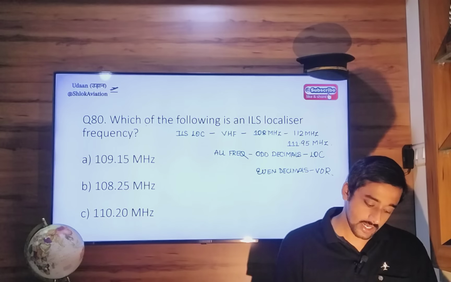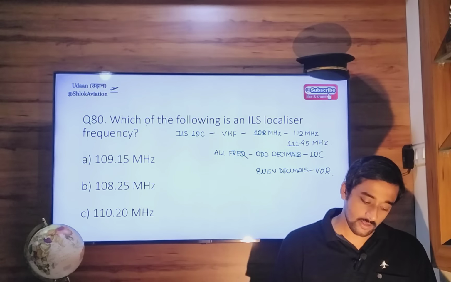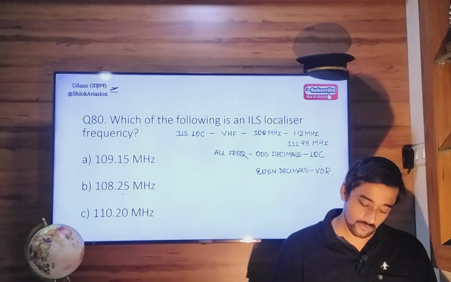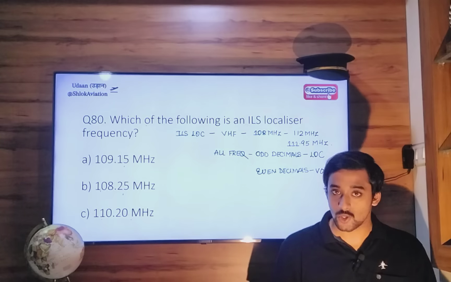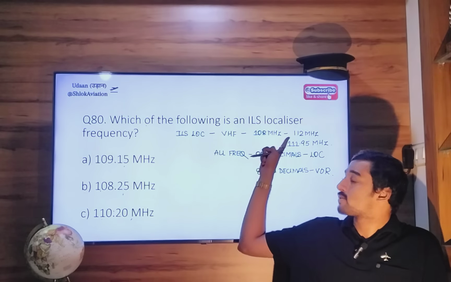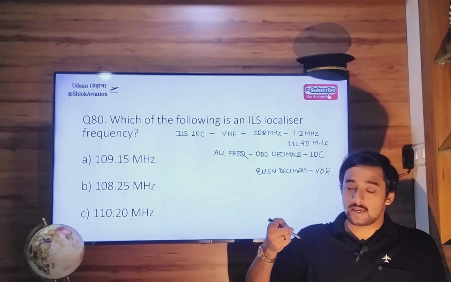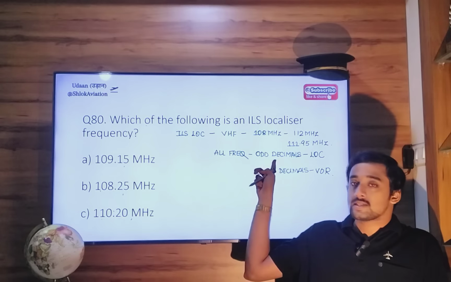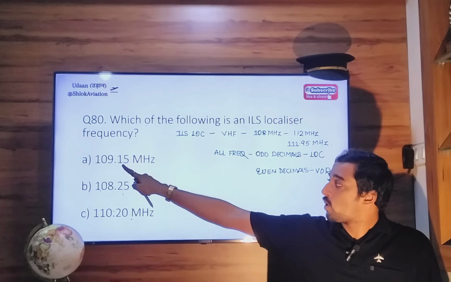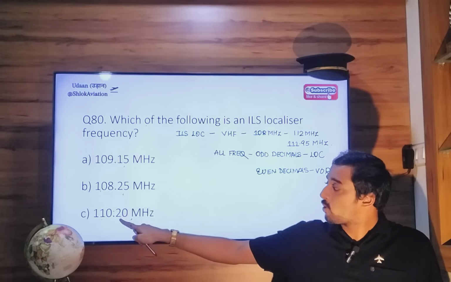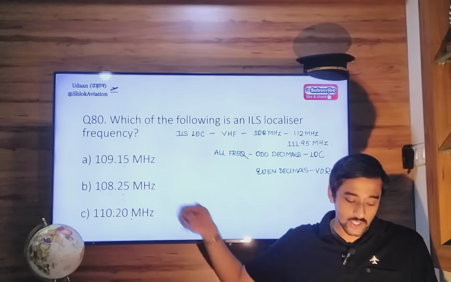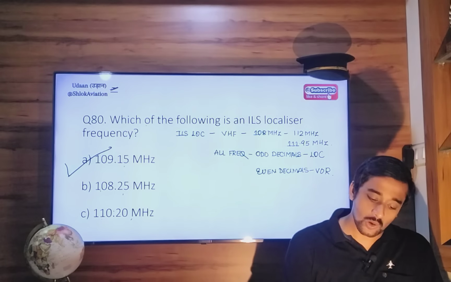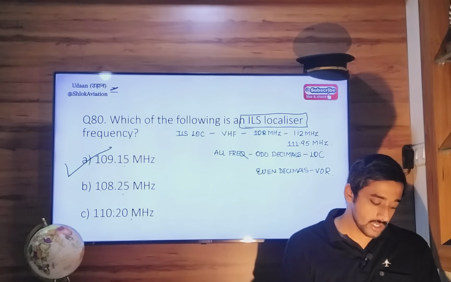So the correct answer here is among 109.15, 108.25, 110.20. All these three frequencies fall in this frequency band. Now the second criterion is odd decimals. 0.1 is odd, 0.2 is even, 0.2 is even. So the correct answer is option A. For the ILS localizer, we want odd decimals, so option A.